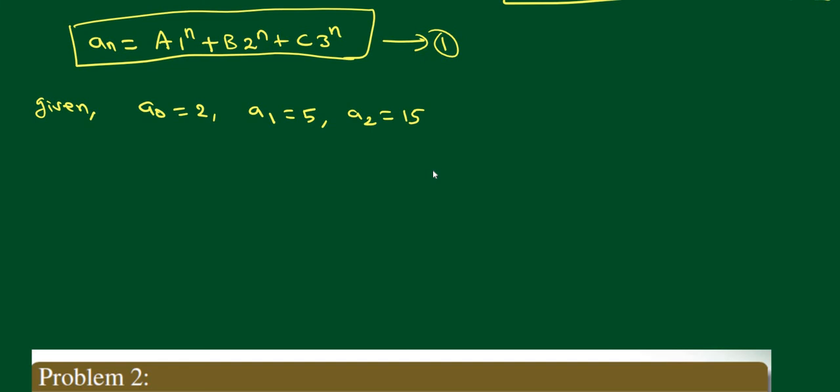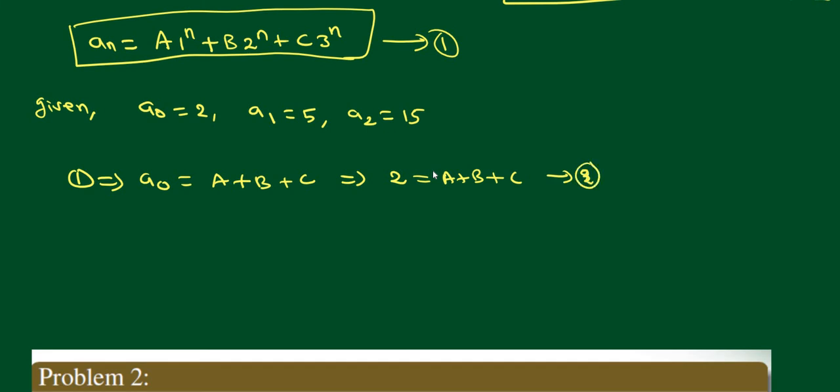So with the help of this, I am finding what A0 is. A0 is nothing but A. Wherever n is there, you have to place 0. So if you are placing 0, you are getting A, B, C. So what is the A0 value? That is 2. Therefore, you are getting 2 is equal to A plus B plus C. This is equation 2. I am writing this as equation 2.